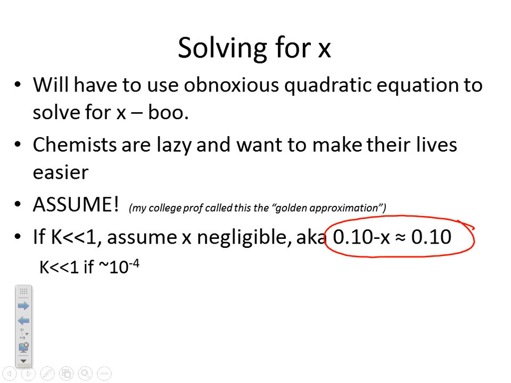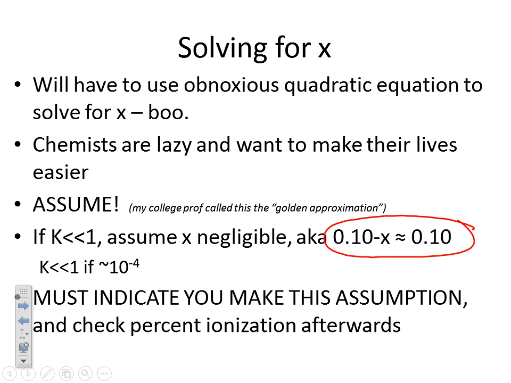Now, this makes our math way easier, and it also allows us to do this problem on multiple choice questions where we do not have a calculator and cannot use one to solve the quadratic equation. But it comes with a couple stipulations. If you're doing this on a free response question, first of all, you have to indicate that you are making the assumption. So you have to show me this right here. And by the way, this right here is how you indicate. You just say 0.1 minus X squiggle squiggle 0.1. That's enough to indicate that you're making the assumption.